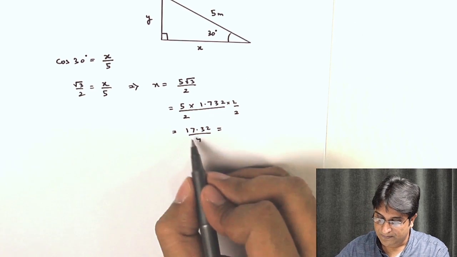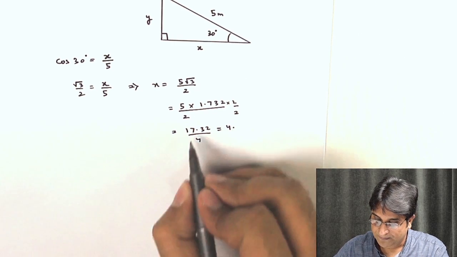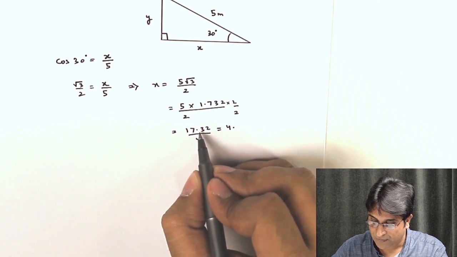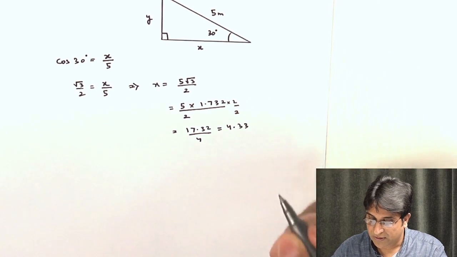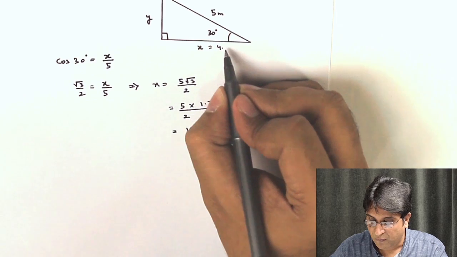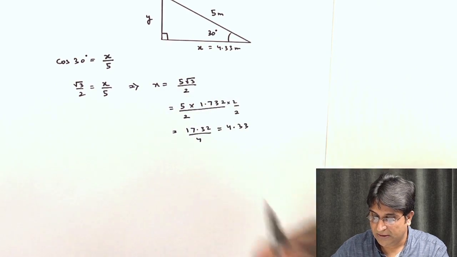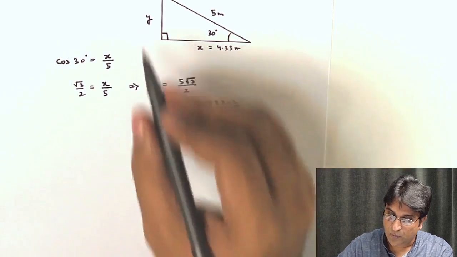So now what's the answer? 4 4s are 16. Then you've got 1 3. So 4 3s are 12, and again 12. So 4.33. So x is 4.33 meters.